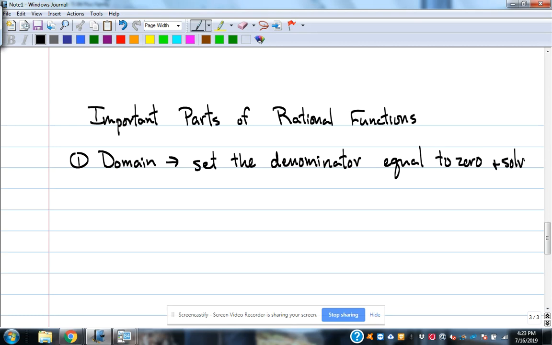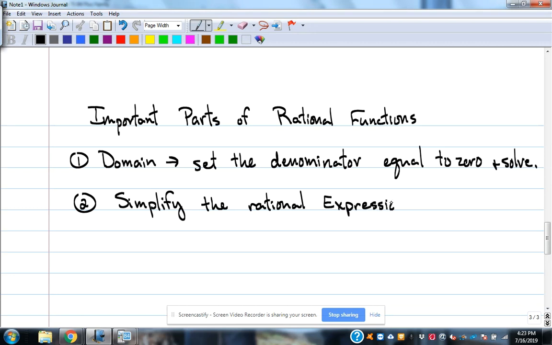And solve. And that helps us find the domain of that. So since we're dealing with fractions, that's how we're going to do that. And then the next thing that we'll do is we'll simplify, and this is where it relates back to what we did Thursday. Simplify the rational expression, which is exactly what we did on Thursday. That was the last thing that we had done, was simplifying that rational expression.